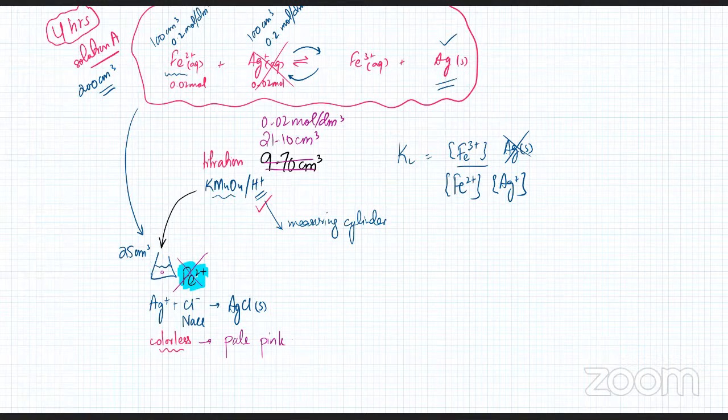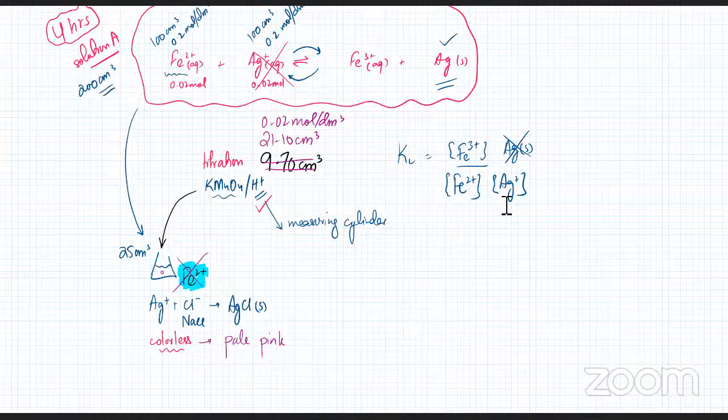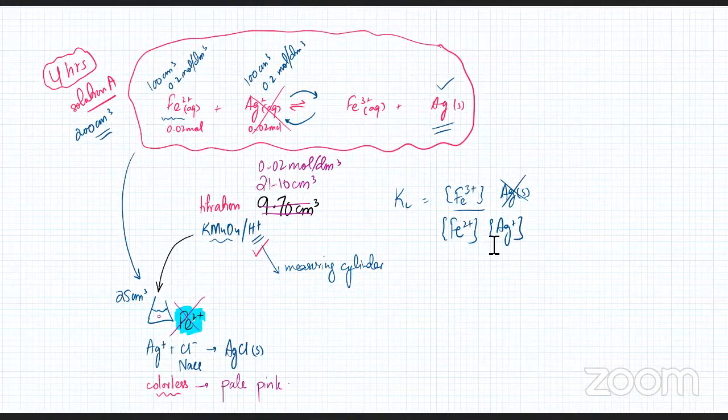As for the next part: suggest why it is not necessary to measure the concentration of silver ions in the equilibrium mixture experimentally. So why is it, like he's trying to find Kc, right? Now for Kc, you need the silver ion concentration, but why is he just measuring the Fe2 plus concentration? Why not the silver ion concentration?